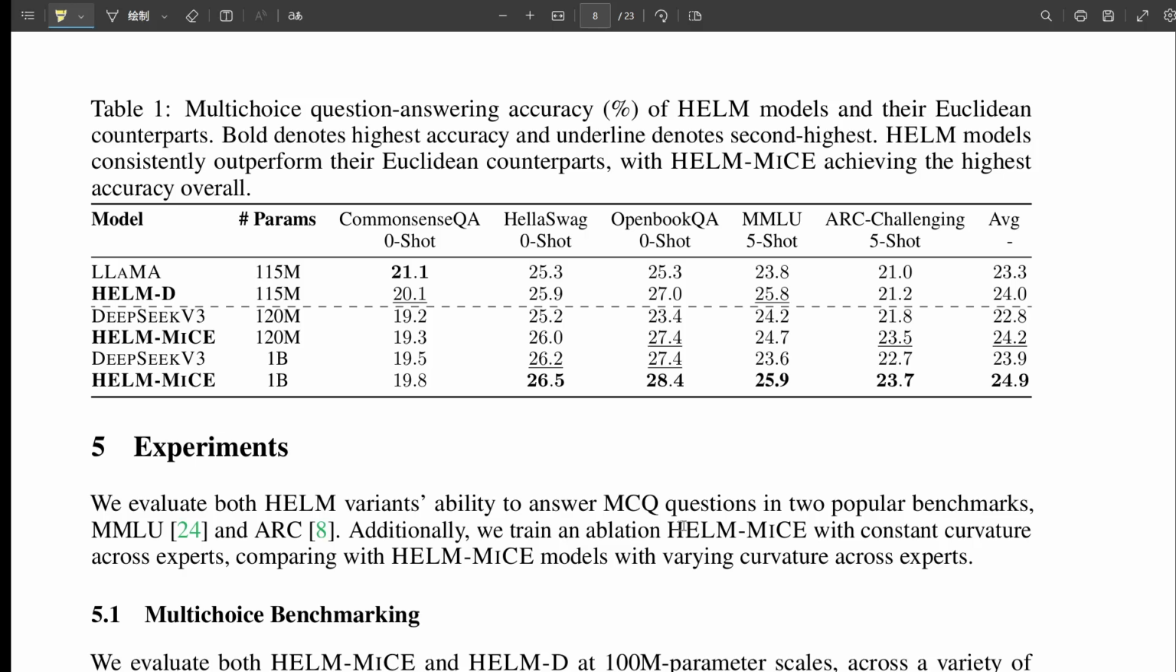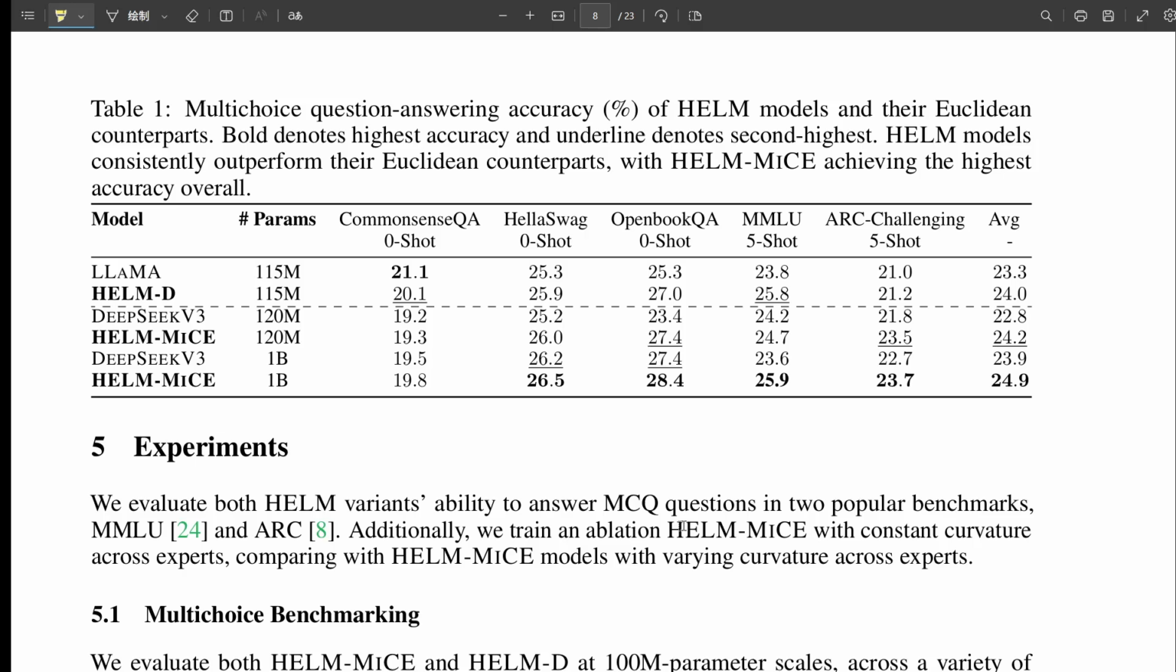And what's maybe even more telling is where the biggest gains were seen. They were particularly pronounced on the harder reasoning benchmarks like MMLU and ARC-Challenge. Tasks that require deeper understanding and connecting ideas. Precisely. This strongly suggests that using hyperbolic geometry, which seems better suited to language's inherent structure, might actually be enhancing the model's reasoning capabilities. And interestingly, HELM-MiCE, the one with the flexible curvature experts, often came out on top, reinforcing the value of that specific innovation.